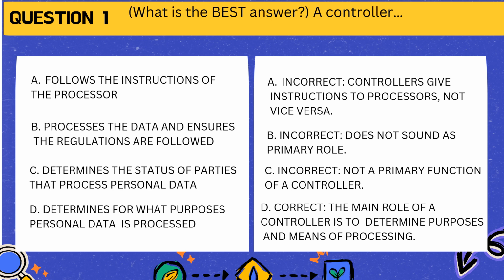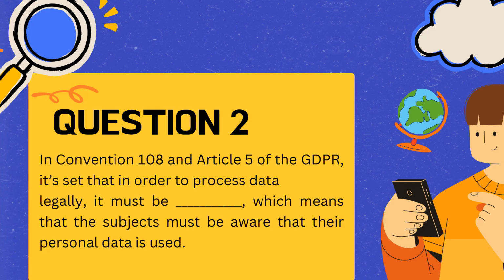Option D, determines for what purposes personal data is processed. This seems like the definition of the controller, the best possible answer. So A, B, C are incorrect and D is the right answer. Moving on to question 2.